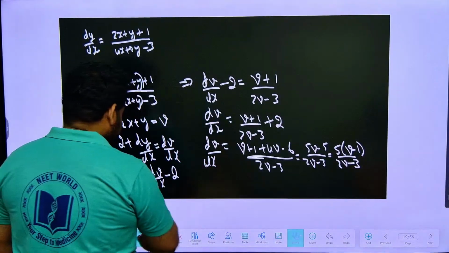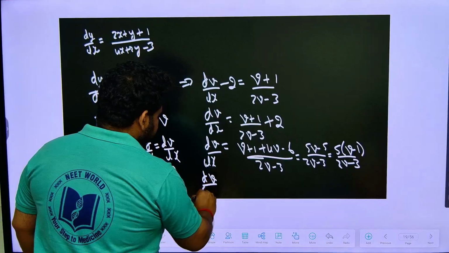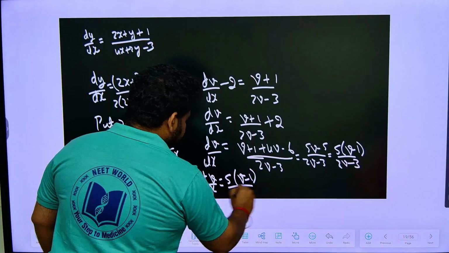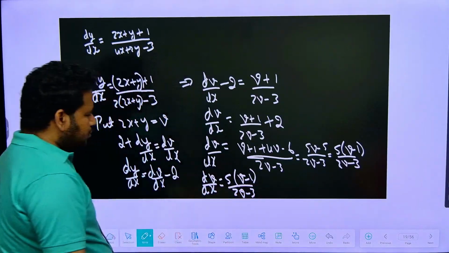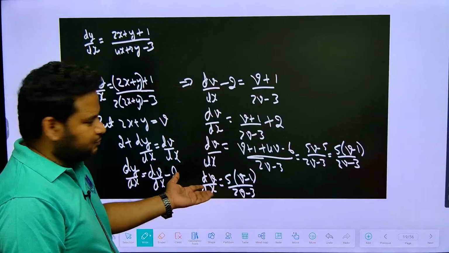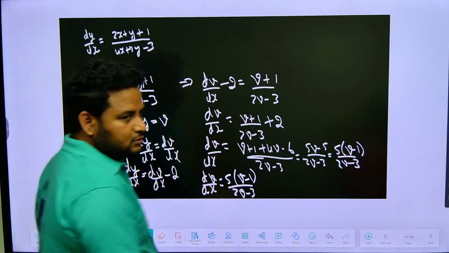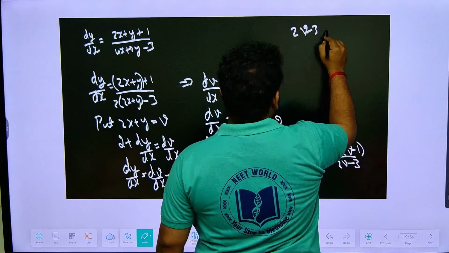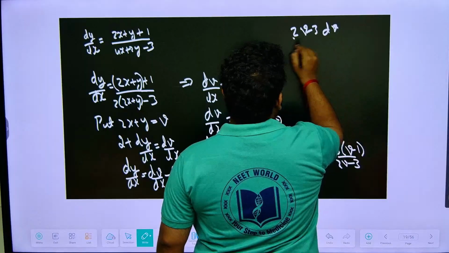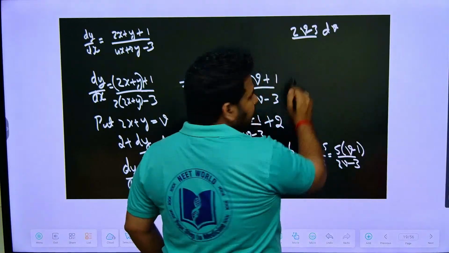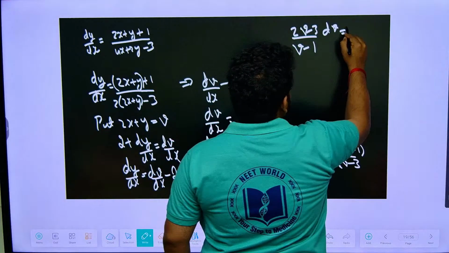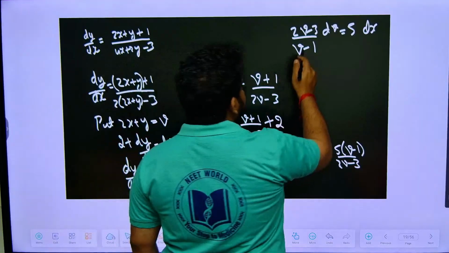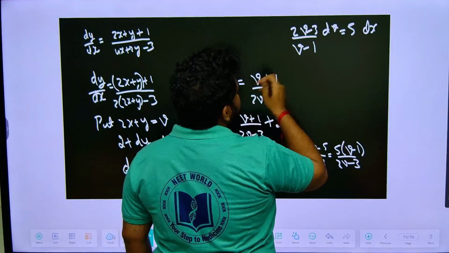Further I can write dv by dx is equal to 5 times v minus 1 by 2v minus 3. Now all the v terms together and the x terms together, that is what I am doing: variable separable now. So 2v minus 3 by v minus 1 into dv is equal to 5 into dx.